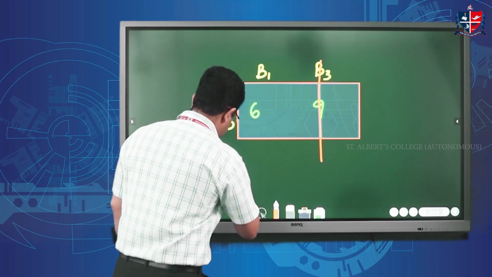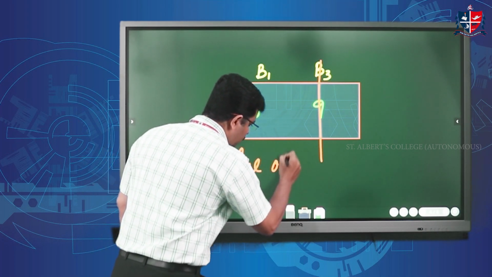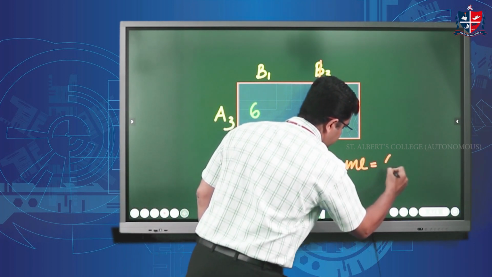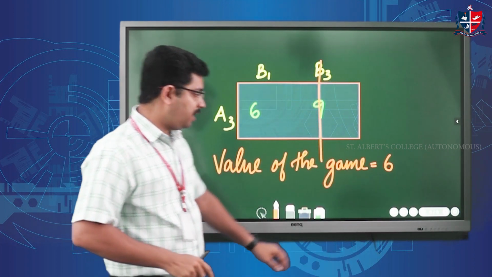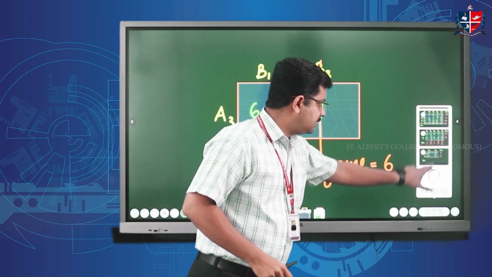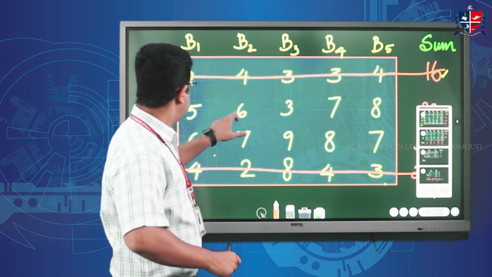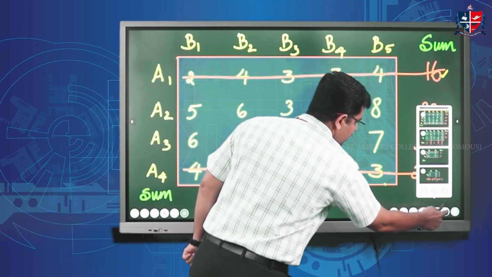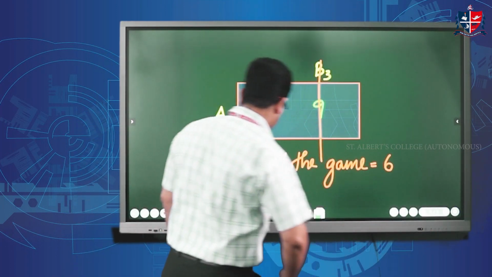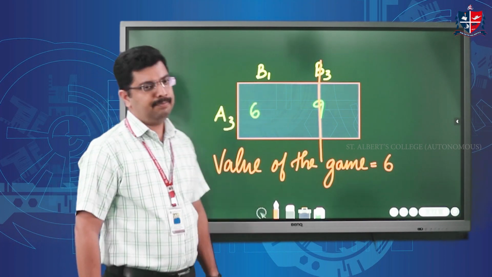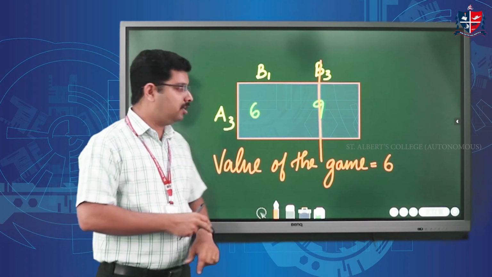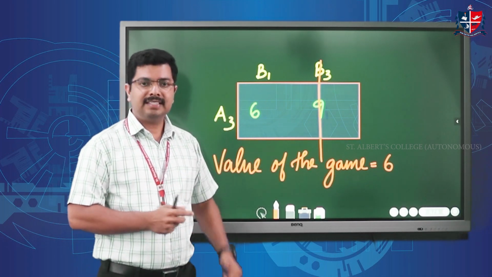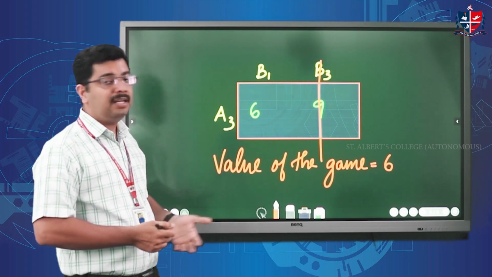So you can write it as value of the game is equal to 6. And we are also supposed to find out at which point it is getting 6. The 6 is coming at this one, A3, B1. So A3, B1 is the saddle point. A3, B1 is the saddle point. So with this, we come to the conclusion the value of the game is 6 and A3, B1 is the saddle point. So this is how you do the dominance rule.